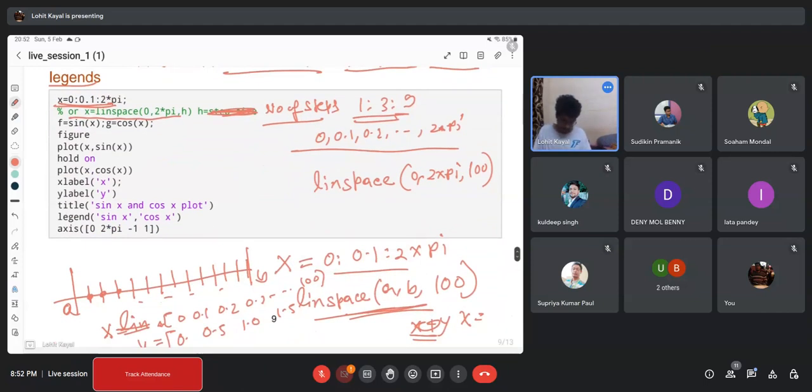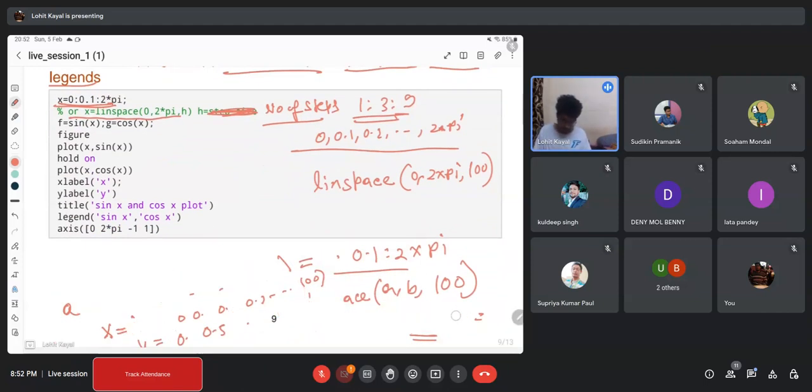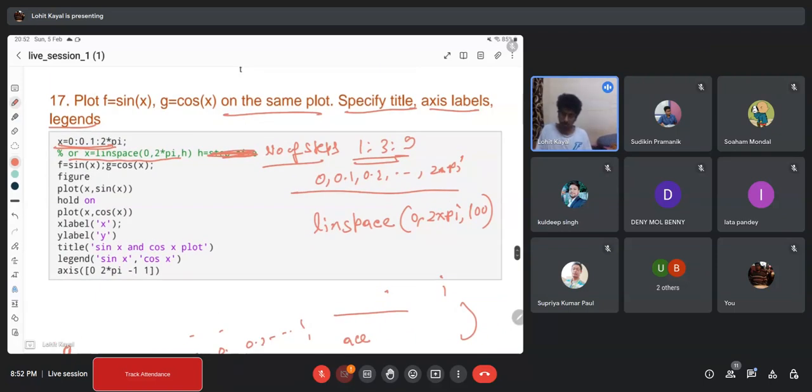Okay, so I think this is clear so far. Now I have to plot sine x and cosine of x. Here f equal to sine of x and g equal to cosine of x.